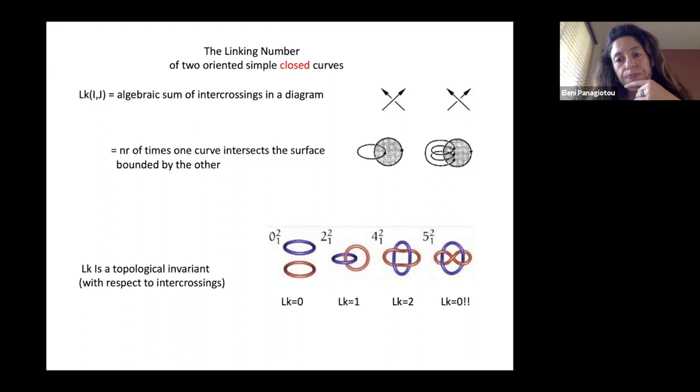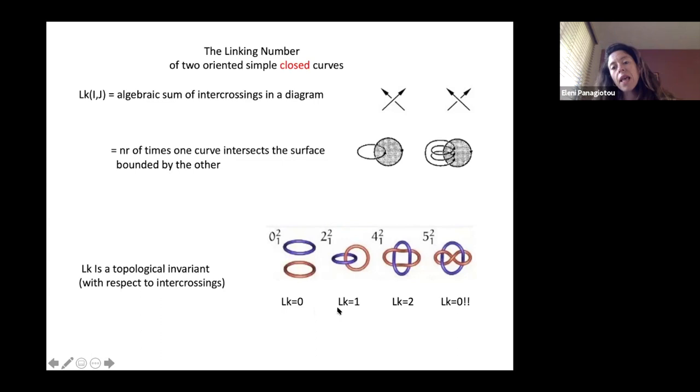So this number, which is simple to define, is a topological invariant, meaning that no matter how much you deform these curves in three space, as long as you don't allow cutting and pasting, as long as the blue doesn't go through the red, this number will be invariant. Their geometry might change, but if uncrossability is respected, the number is invariant, and it is always an integer. It turns out it is an integer for closed curves.